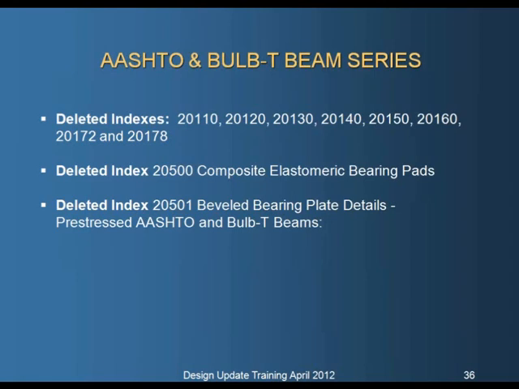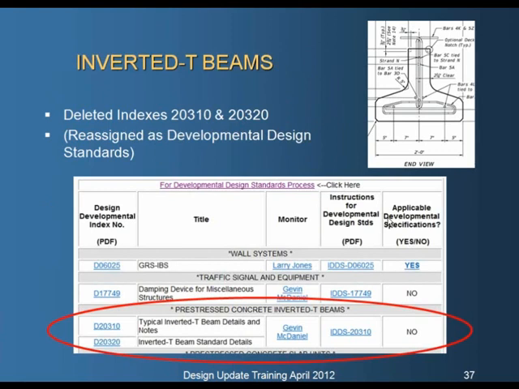The Astro and Bulb T beam series has been deleted from the latest design standards. We are now exclusively using the Florida I-beams, so the associated bearing pad and bearing plate indexes were removed also. The inverted T-beams have been deleted from the standards, but they're still available as a developmental design standard. These were not used very much at all, and so they're still there if you need them for a specific project, but they don't really need to be evaluated during the BDR phase as an option.